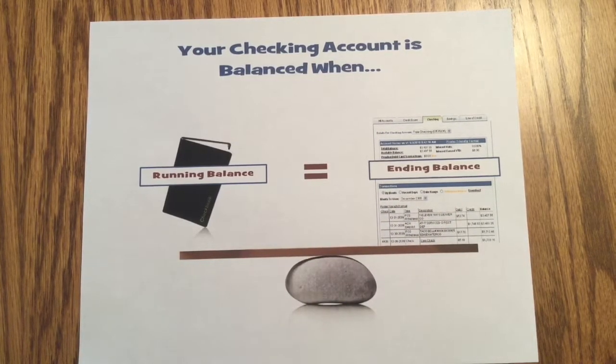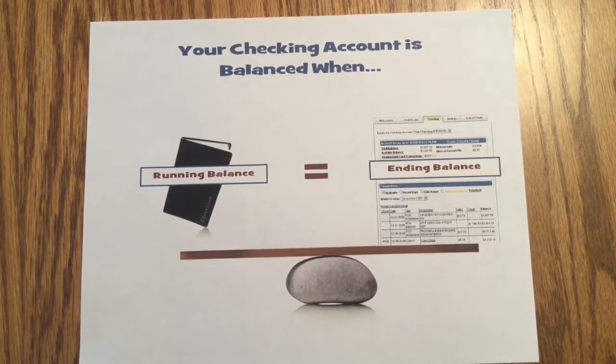This is something that you have to do every time that you get a bank statement, which for most people is once a month. I strongly suggest that you do this within a day or two of getting your bank statement. You're either going to get your statement electronically via email, or they're going to send it to you in the mail. But what you need to do in the end, the running balance and the ending balance on the bank side, they must equal each other. And a lot of times they don't.